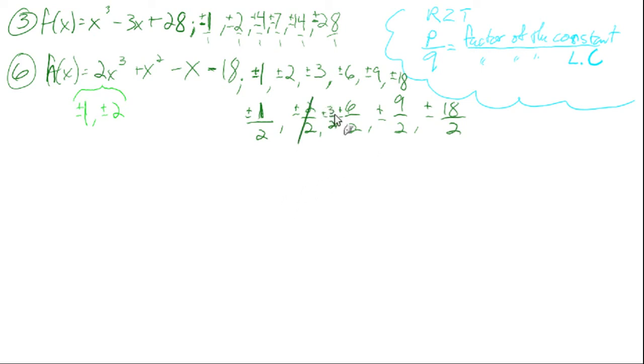How about 3 over 2? Okay, that's a unique number that's not been listed already. How about 6 over 2? That's just 3. 9 over 2? Okay, that is something that needs to stay. 18 over 2? That's just 9. We already have that, so we get to cross out 3 of those. There's no guarantee as to how many numbers are going to get to cross out in this list, but usually it's at least 1. Okay, so that's how we list all the possible rational zeros.